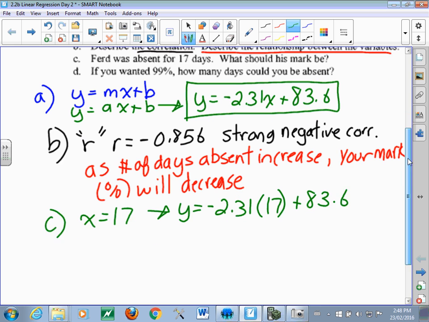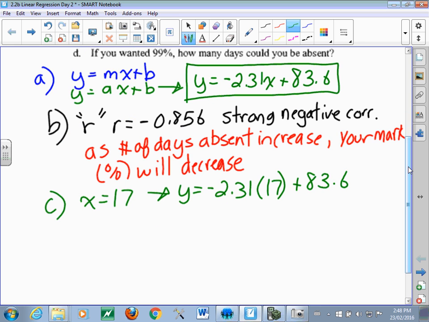So, 17 days absent, you sub in x for 17, plug it in your calculator, folks, and you're going to get roughly or approximately 44%. So, according to this model, not saying it's true or not, but according to this model, if you miss 17 days and you don't catch up or do any work, guess what? 44%. Don't do that. Please don't do that.